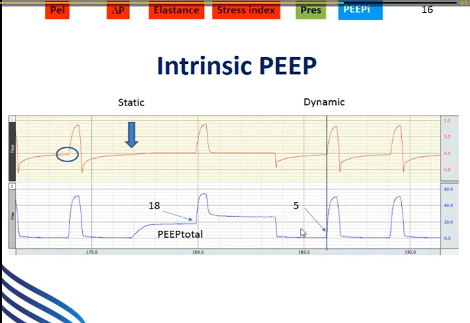You may obtain a dynamic intrinsic PEEP if you measure the pressure at the first 0 flow just after opening of the inspiratory valve. Many years ago, this ratio, dynamic over static PEEP-i, was taken as an indirect reflection of lung heterogeneity, but it was not really successful to use this ratio.